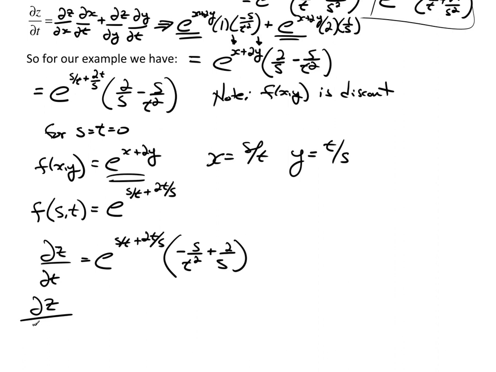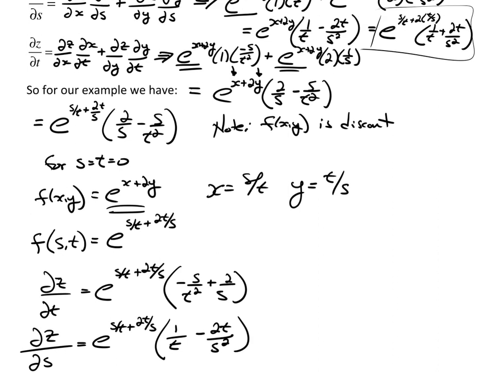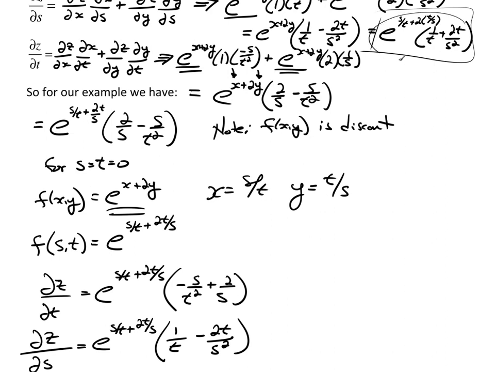The partial of z with respect to s is going to be e to the s over t plus 2t over s times the derivative of this with respect to s, which would be 1 over t. This will give me a minus 2t over s squared, which is exactly what we ended up with up here. That is that one, and this one is right here. Well, actually, it's right here once I substitute it all in.